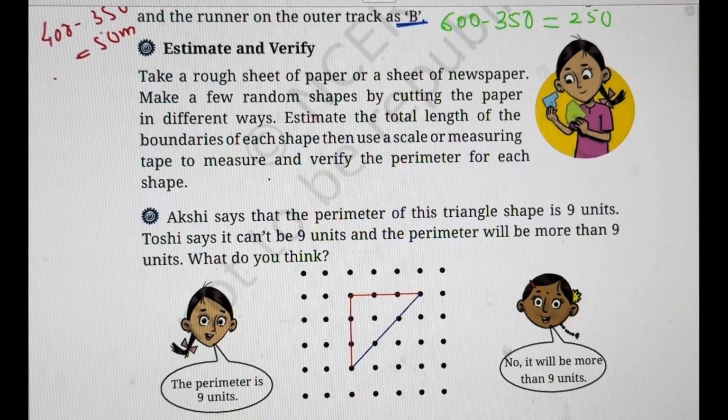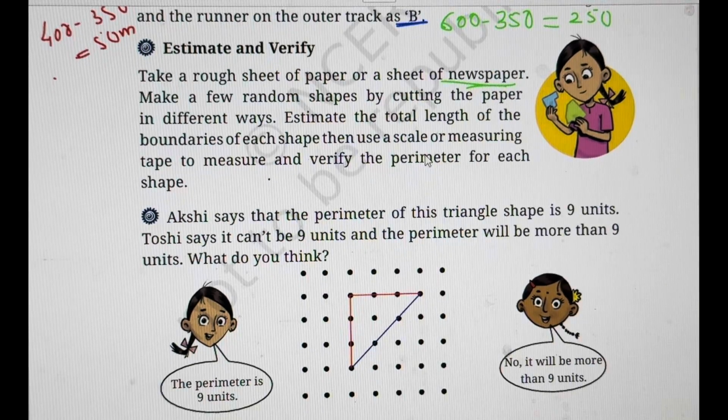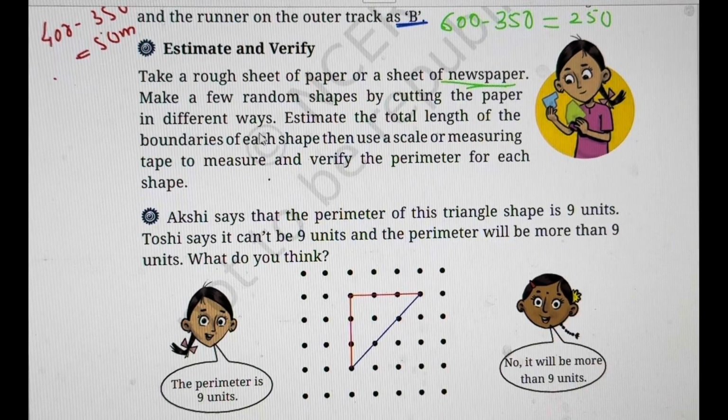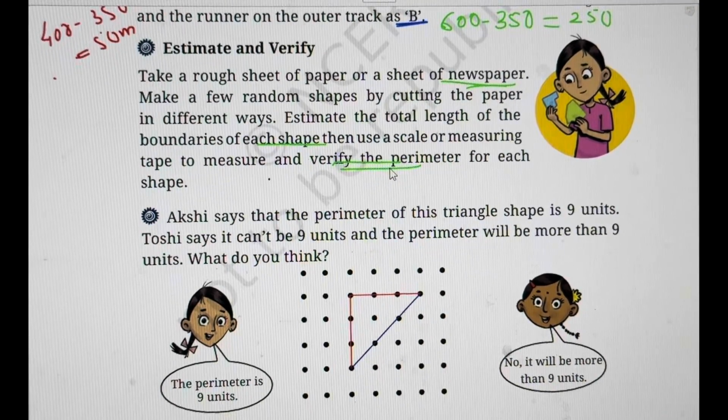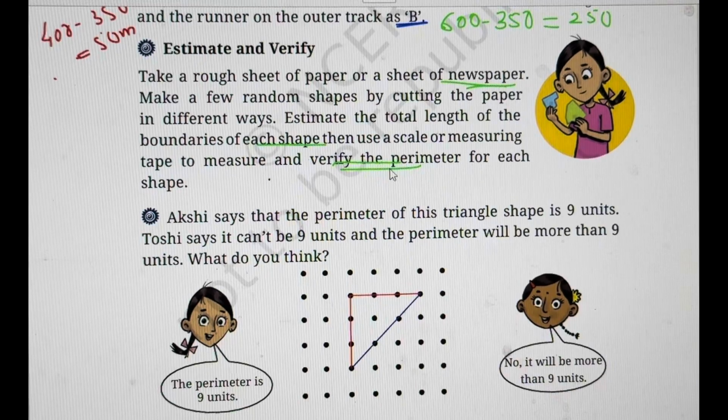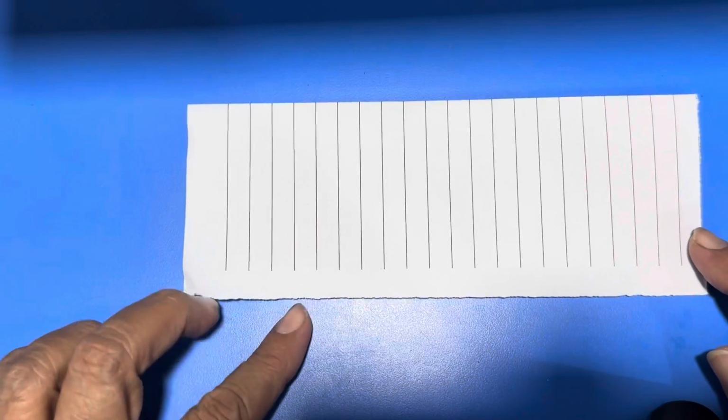So estimate and verify. What is given over here? Take a rough sheet of paper, of newspaper, or any paper which is of no use. Make a few random shapes. You can make a triangle, rectangle, square, or even any irregular shape, by cutting the paper in different ways. Estimate the total length of the boundaries of each shape, and then use a scale or measuring tape to verify your answer, right? So I'll show you one example, and then you can try more to get an idea. So I've taken a sheet of paper.